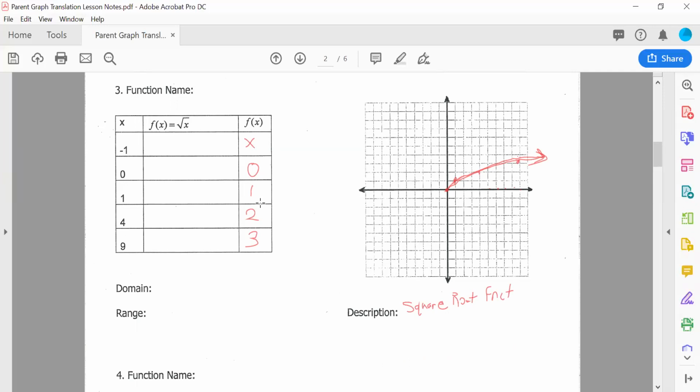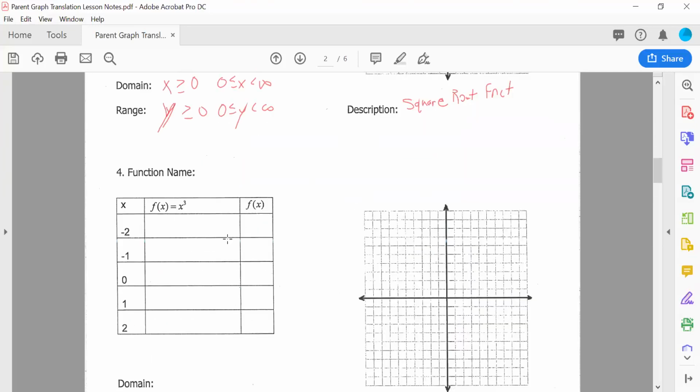Think of this domain right here. It's only starting here at 0 and going to the right. So it's all the x's that are greater than or equal to 0, or 0 less than or equal to x less than infinity. Also, the y's begin at 0, 0 and go up. So it's all the y's that are greater than or equal to 0, so 0 less than or equal to y less than infinity.